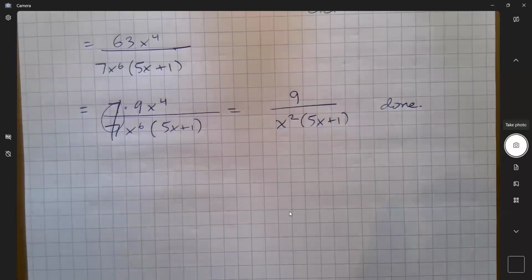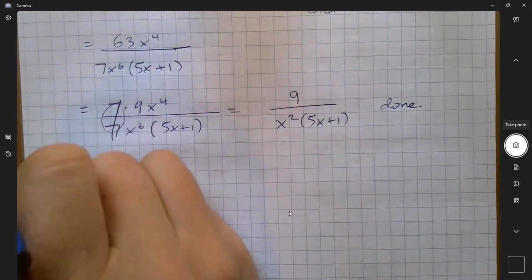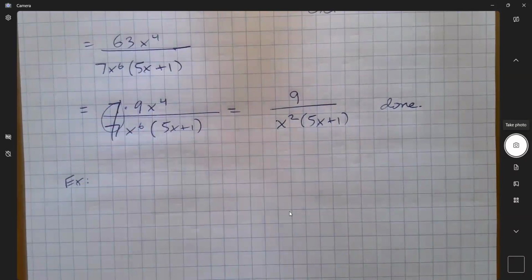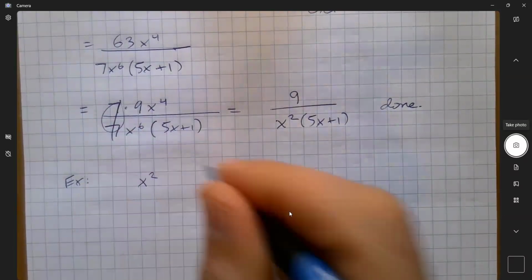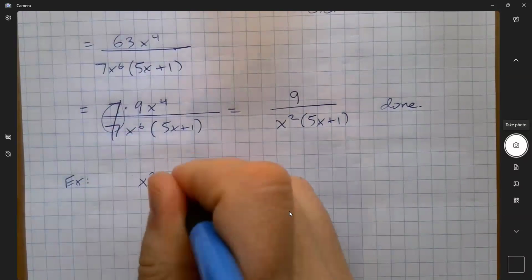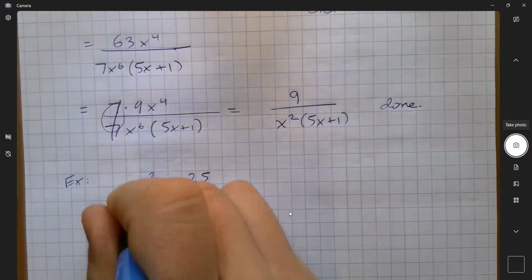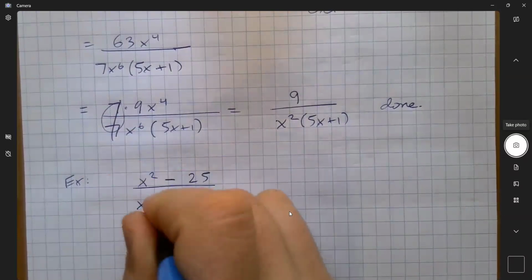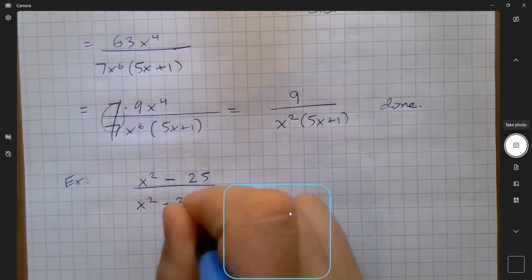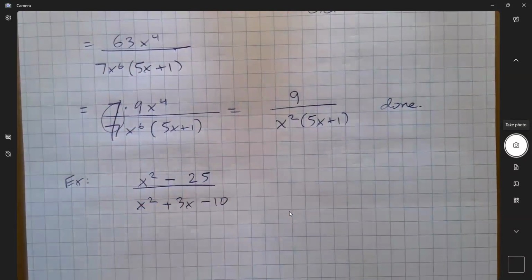And let's do just one more example. Let's do a mix of different types of factoring. Let's just do one more example where we're going to factor the top and the bottom. x squared minus 25 over x squared plus 3x minus 10.